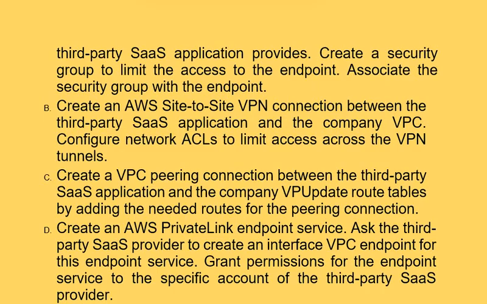Option C. Create a VPC peering connection between the third-party SaaS application and the company VPC. Update route tables by adding the needed routes for the peering connection. Option D. Create an AWS PrivateLink endpoint service. Ask the third-party SaaS provider to create an interface VPC endpoint for this endpoint service. Grant permissions for the endpoint service to the specific account of the third-party SaaS provider.